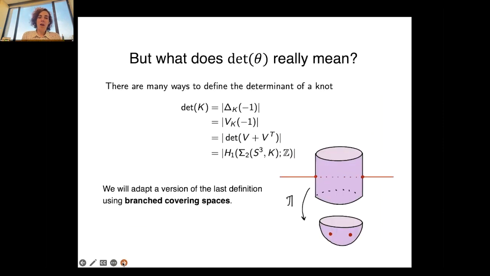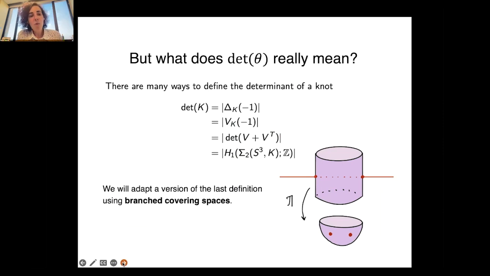Okay, so this is how we want to calculate the determinant of theta, but what does the determinant of theta really mean? And from here, it helps to go back to knot theory. So the determinant of the knot is many different things. It is the Alexander polynomial evaluated at -1, the Jones polynomial evaluated at -1. It's the determinant of the Seifert matrix V plus V transpose. It is also the order of the first homology of the branch double cover. And with the exception of the Jones polynomial here, all of these are really about cyclic covering spaces, whether you use the infinite cyclic cover or the branch double cover.